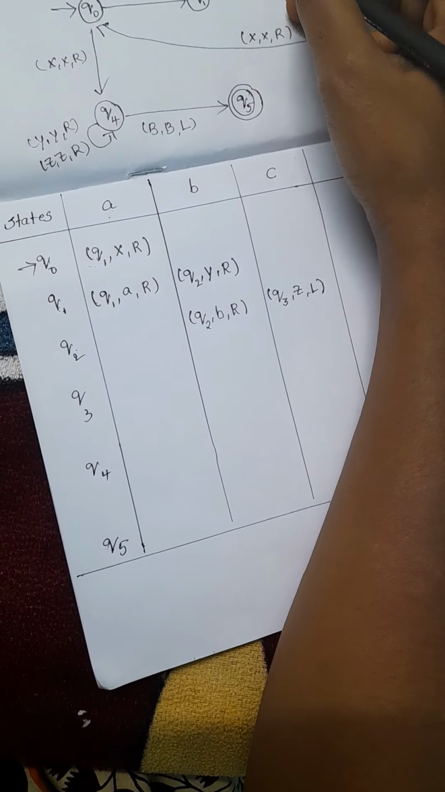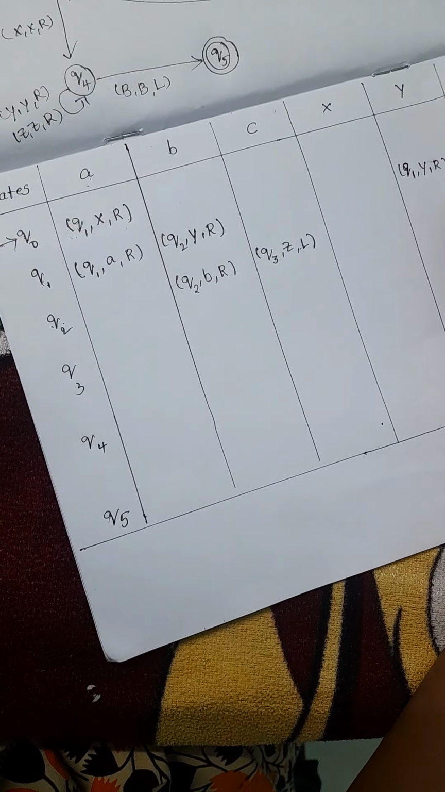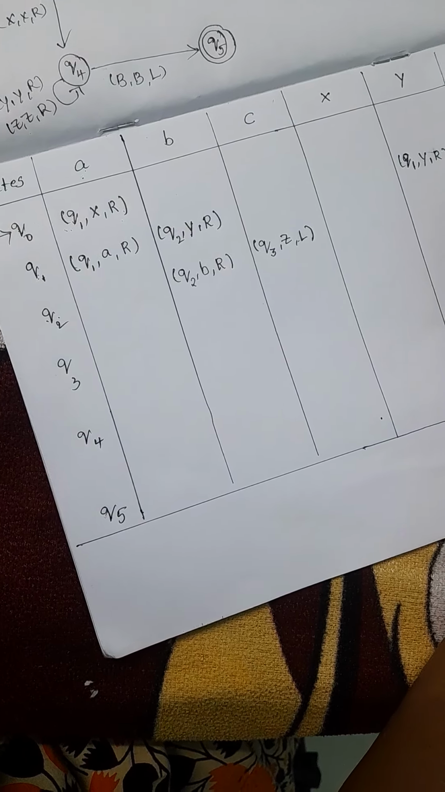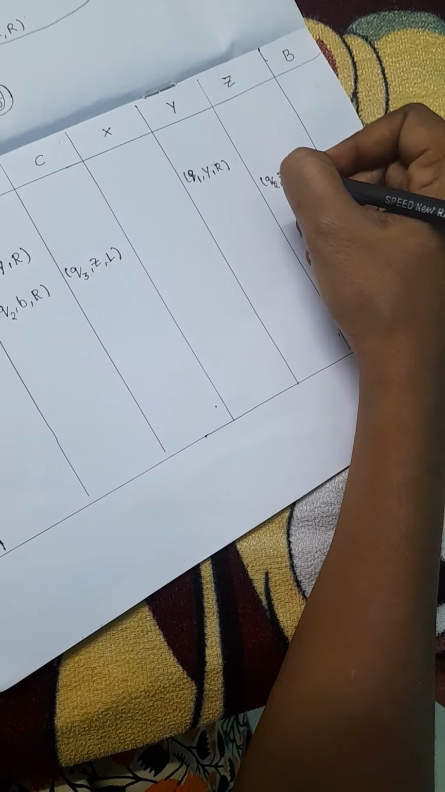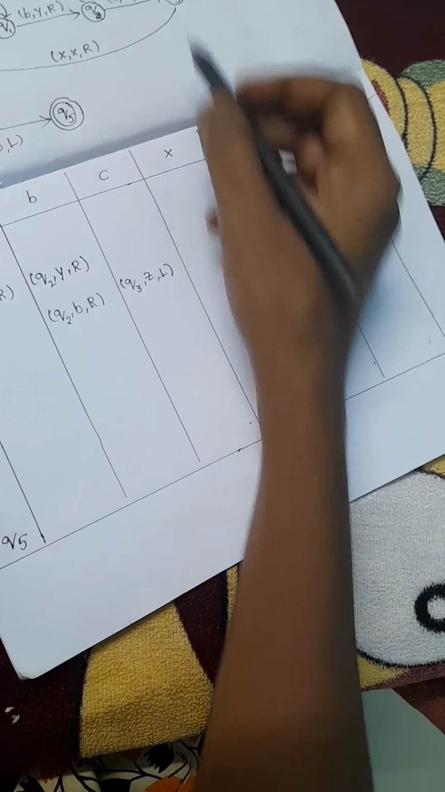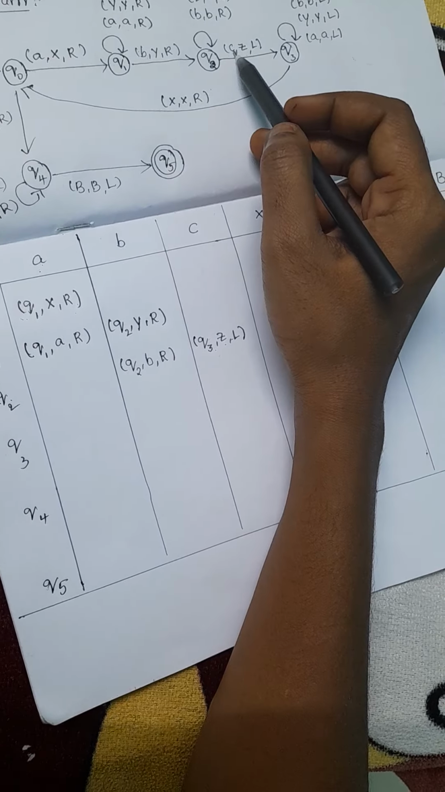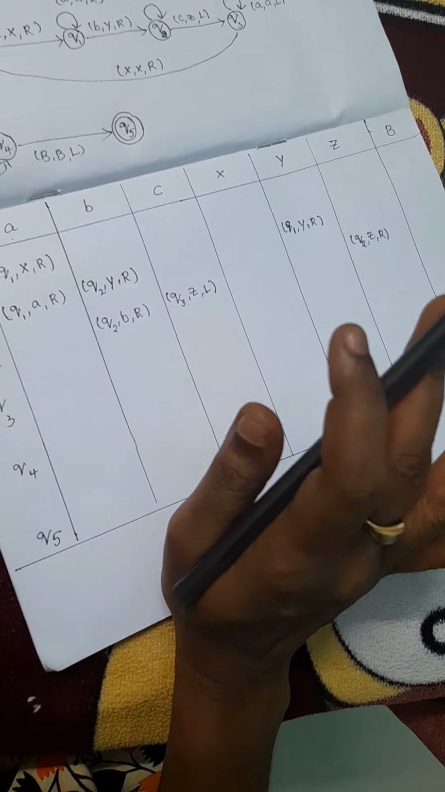On the Q2 self loop, here we are having Z. Q2, we are reading Z. Self loop Q2, Z remains Z only, we need to move right side. Next, C is changing to ZL. So that one we have written here already. Here, instead of the symbol, we will write the state, that's the difference.